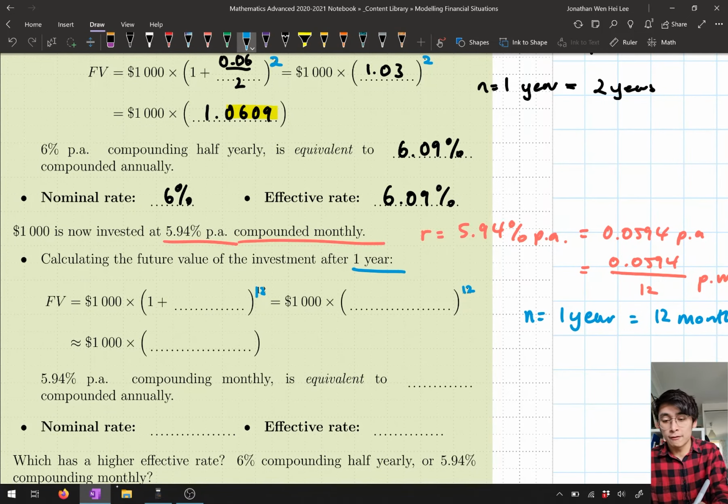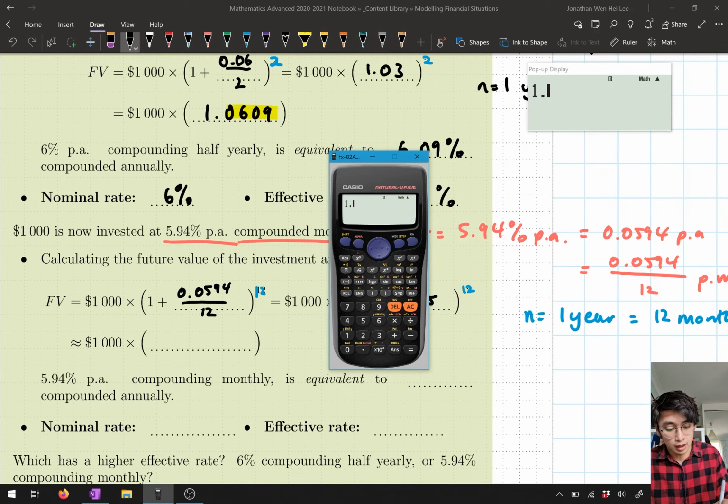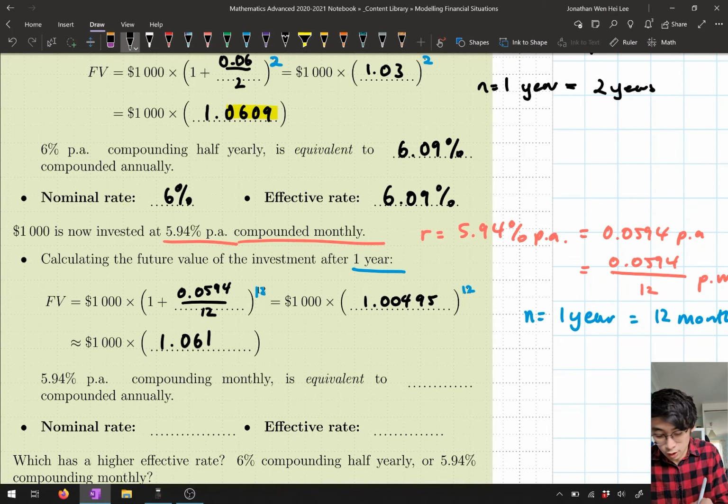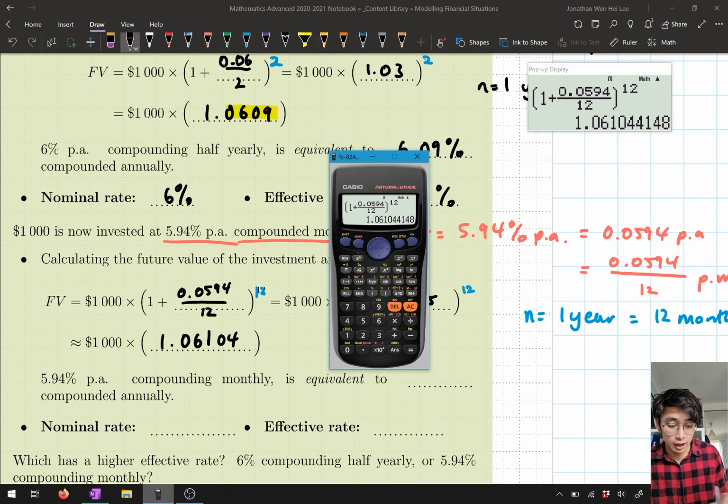In my formula for the future value, this is just going to be 1 plus 0.0594 over 12. If you calculated this, it would be 1.00495. Let me do this in my calculator properly. That's going to be 1 plus 0.0594 over 12, to the power of 12. That will tell me that the future value interest factor is just 1.06104. Let me just cut it at that decimal point.